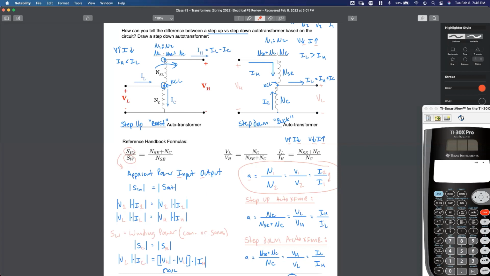Mark said, is this true for non-ideal? Nope. These are ideal transformer relationships only, but we will be exploring non-ideal probably tomorrow night. Jeffrey said apparent power, same for step down. Yep. Good question. So step down apparent power would be either VH times IH, right? Primary voltage times primary current, or it would be secondary current times secondary voltage, right? Good question.